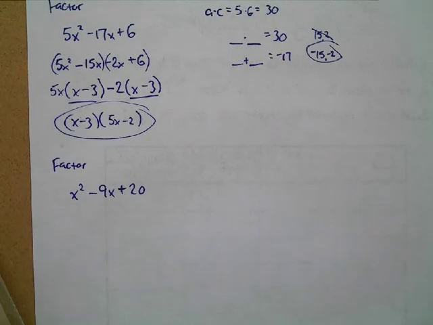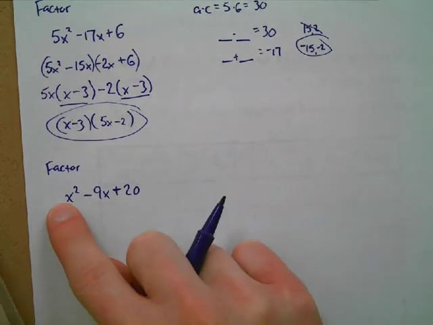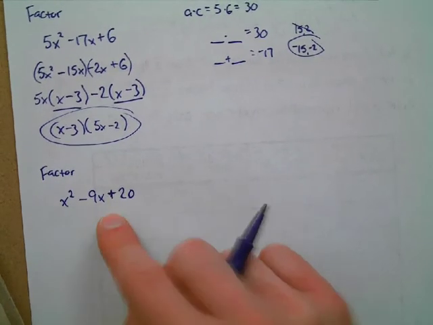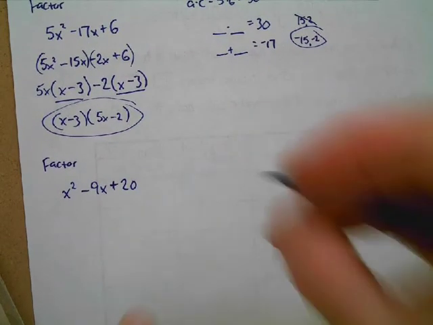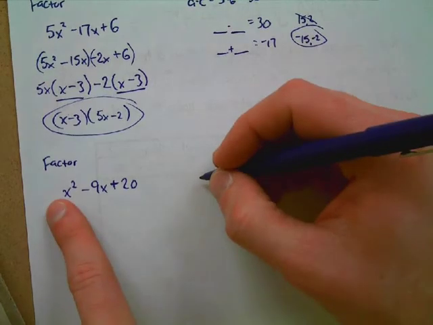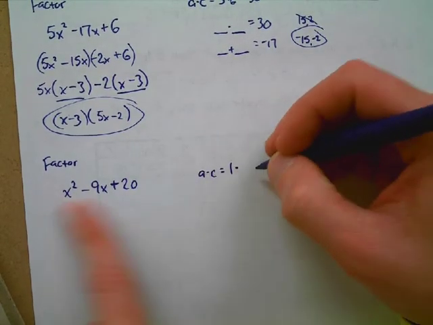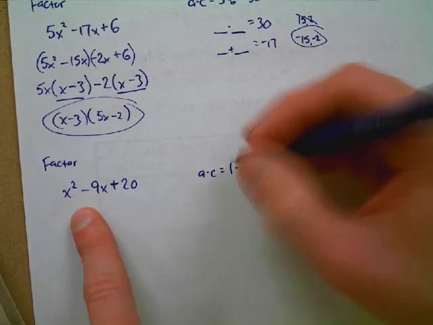Is there a GCF for this one? Is there a GCF here we can factor out? No, right? Not all the terms have an x. What number is in front of this x squared? 1, right? And then we can't divide anything else except for 1. So a times c is going to be 1 times, what's our c here in this problem? 20. So we get 20.